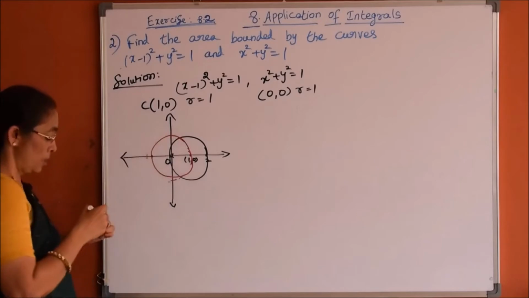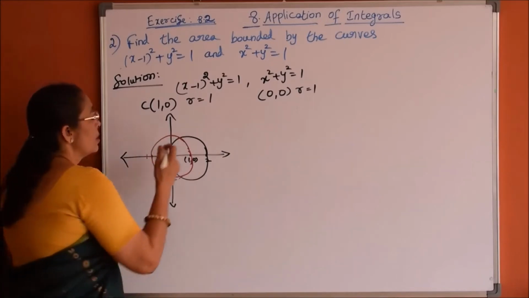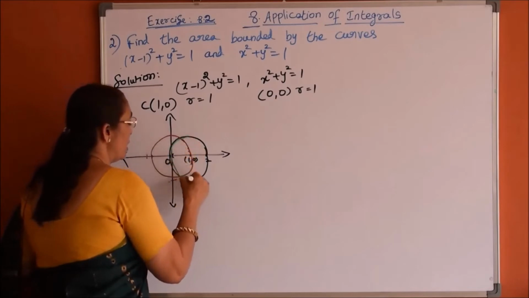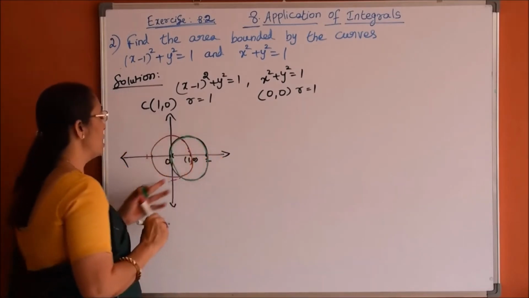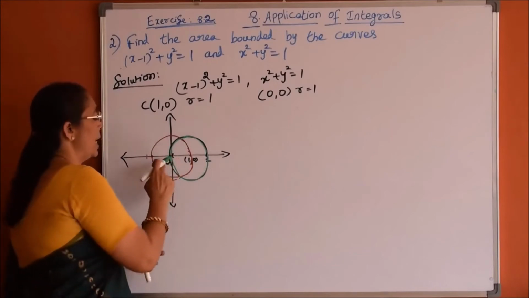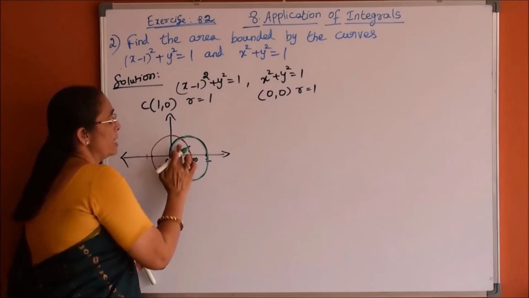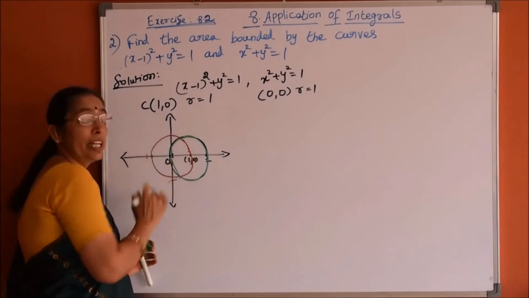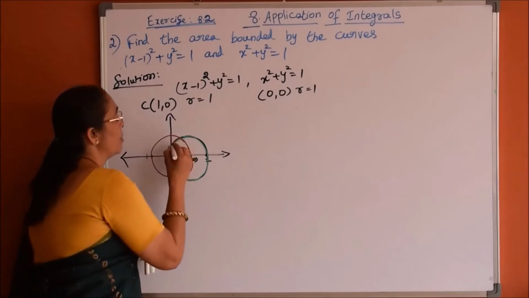So, both the given curves are circles. The first circle has center at (1, 0) and radius 1 unit. The second circle has center at the origin and radius 1 unit. So, the required area is the area covered between these two circles. The required area is this area, the complete area.